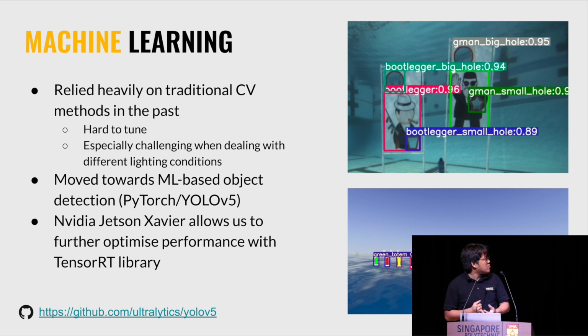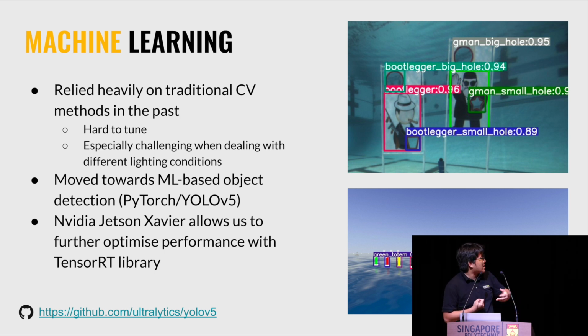Recently, over the past few years, we've moved towards more machine learning-based object detection. Currently, we're using PyTorch and YOLO v5. As you can see on the right, it works quite well. On the top right is our machine learning working on our RoboSub obstacles. We chose YOLO v5 because it had a high inference speed and was very accurate, and it also easily allows us to train custom data sets.